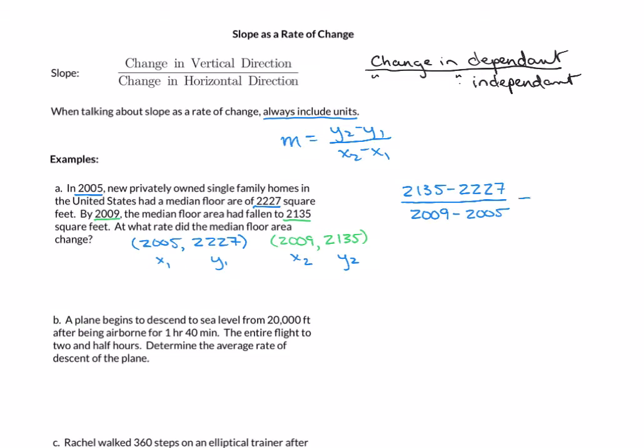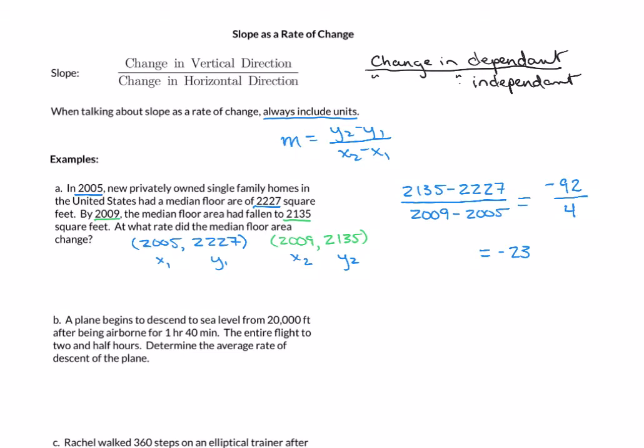All right, if we go ahead and simplify this, I get negative 92 divided by 4, which is equal to negative 23.